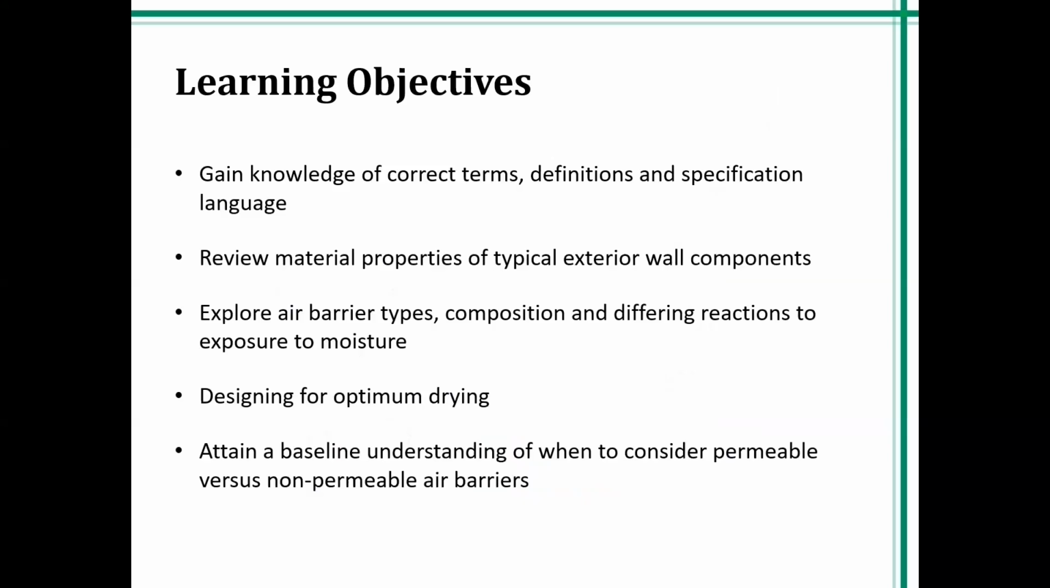Objectives today will be to gain a knowledge of correct terminology, definitions, and specification language, and review material properties of typical exterior wall components. We'll also look at air barrier types, their compositions, and differing reactions to moisture exposure. As with any above grade wall, the goal is to design for optimum drying capability of the wall. I always say, probably several times throughout, it's never a question of if walls get wet. They're always going to get wet through any number of mechanisms. Ultimately, the goal is to attain a baseline of understanding of when to consider a permeable versus non-permeable air barrier.